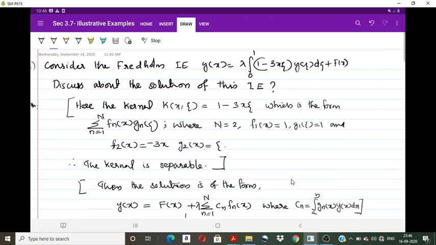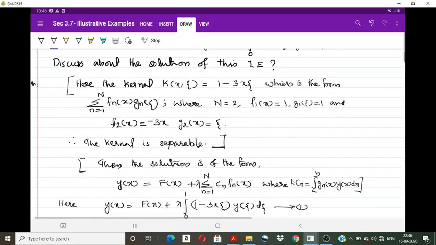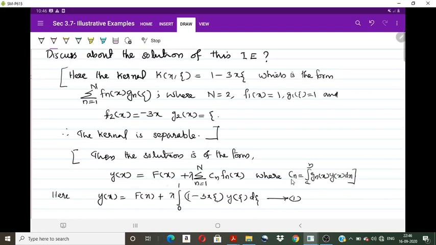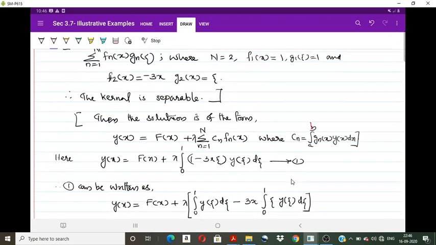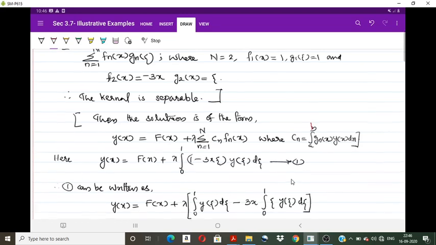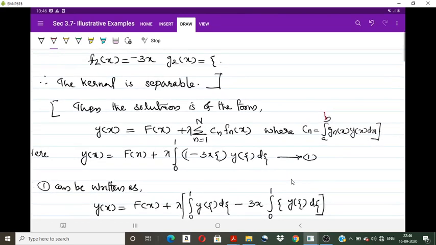Then by the method we discussed in the last lecture, we know that if the kernel is separable, then the integral equation has a solution of the form y of x is equal to f of x plus lambda summation n equal to 1 to capital N Cn into fn of x, where Cn is integral a to b gn of x y of x dx. So here our Fredholm integral equation is taken as equation number 1, that is y of x is equal to f of x plus lambda into integral 0 to 1 of (1 minus 3x theta) y of theta d theta.